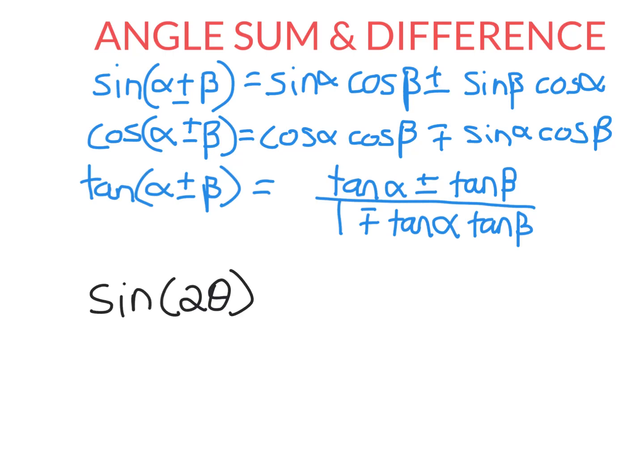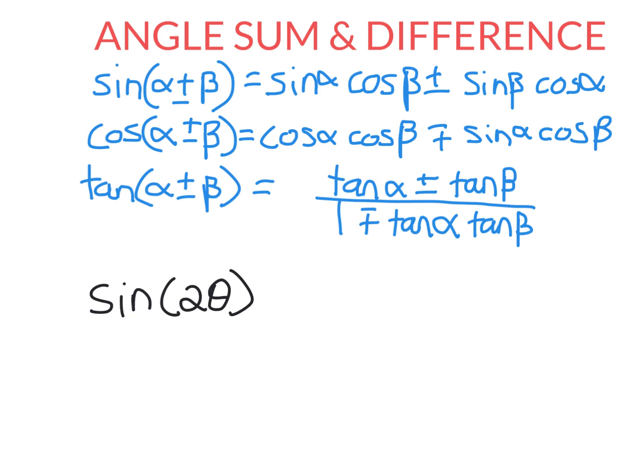Thank you so much for tuning into this video in which we will look at the angle sum and difference formula. There is one for sine, cos and tan. Now just a word on how you read this. If you see a plus here on top, it means it corresponds to the plus on top there. So sine of alpha plus beta is sine alpha cos beta plus sine beta cos alpha.